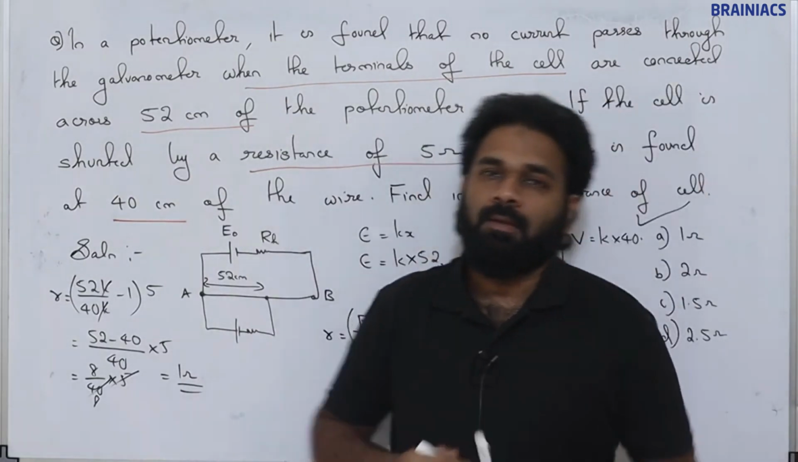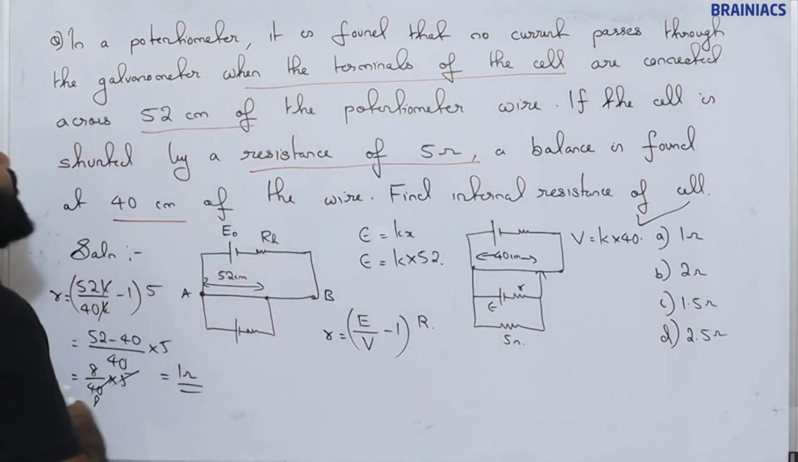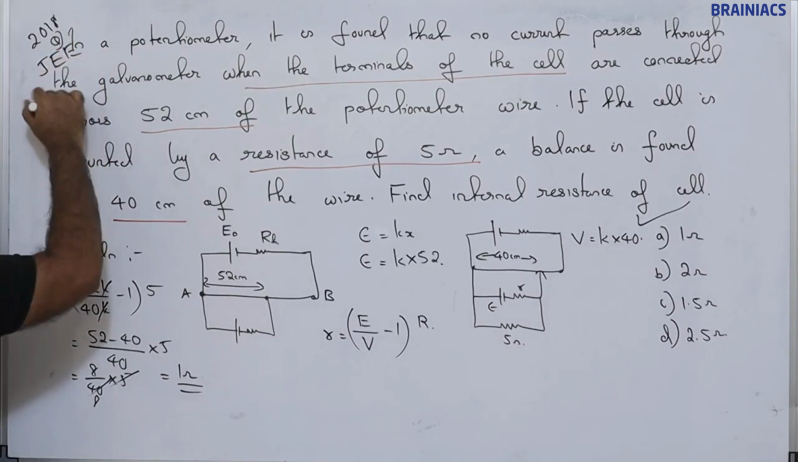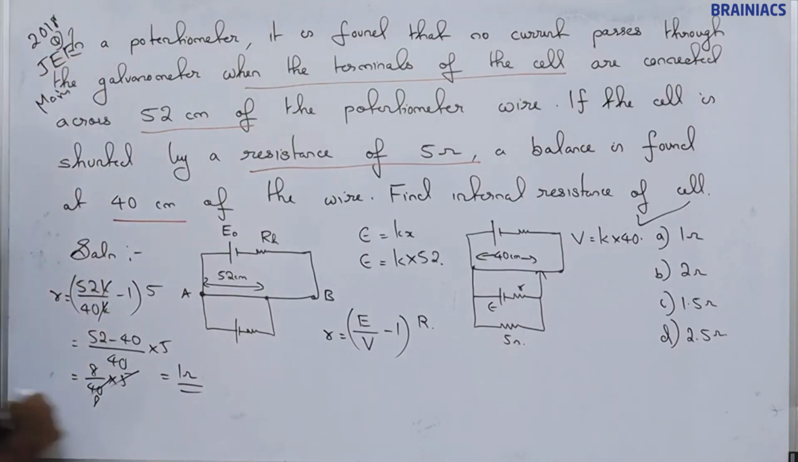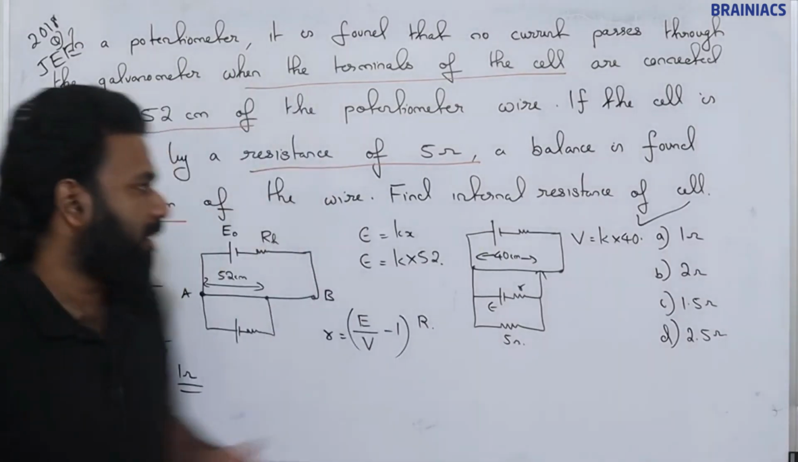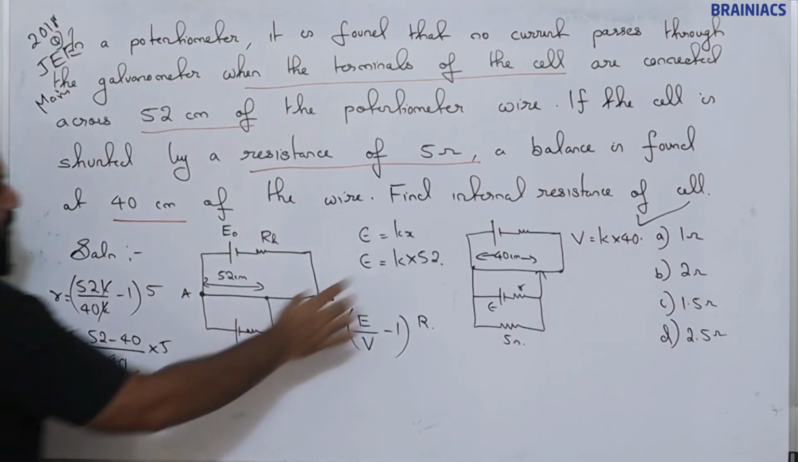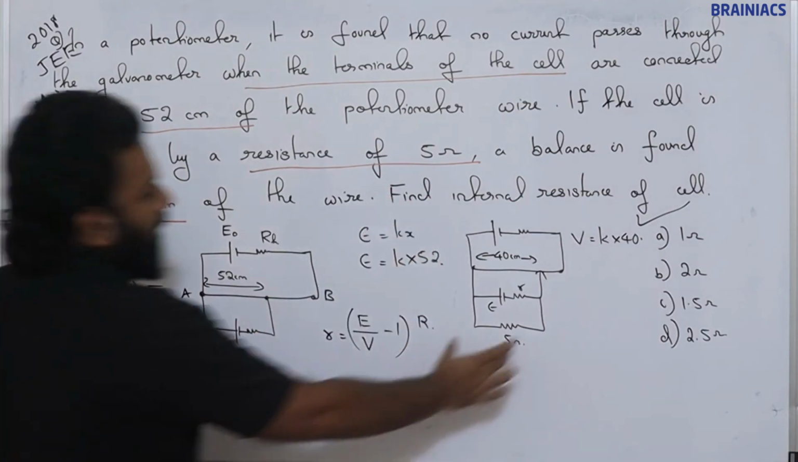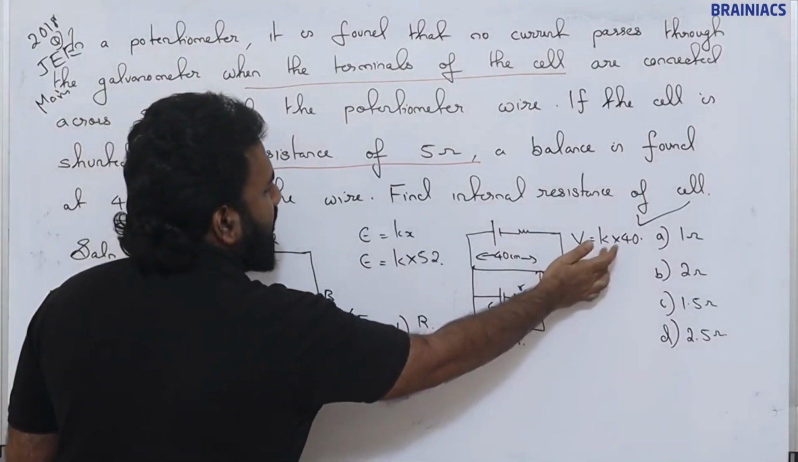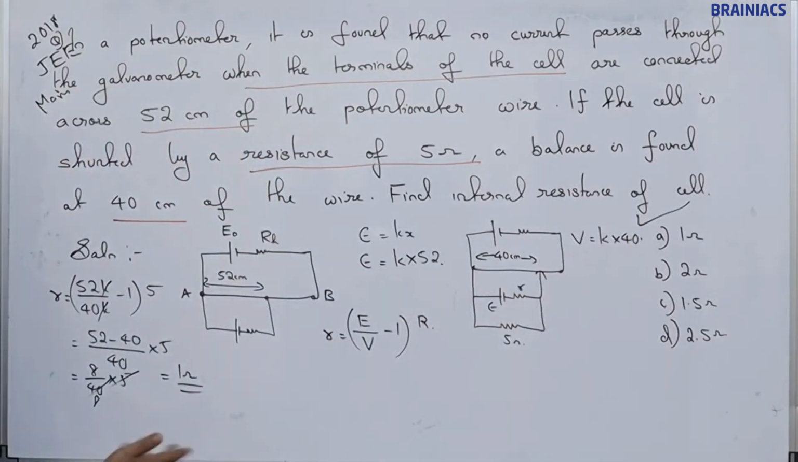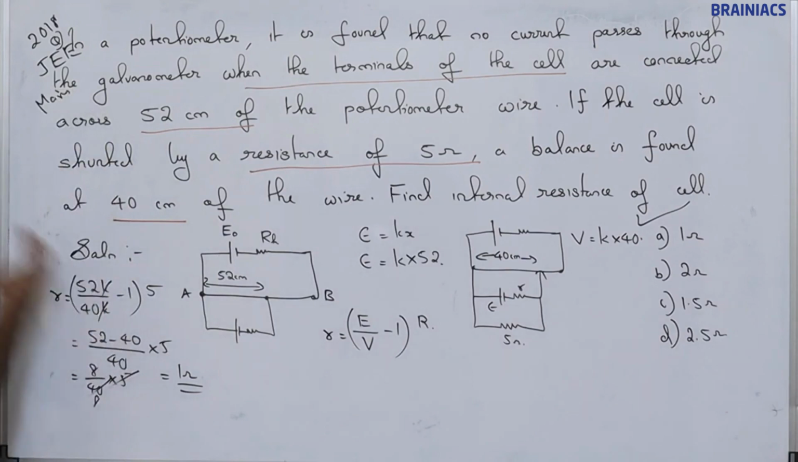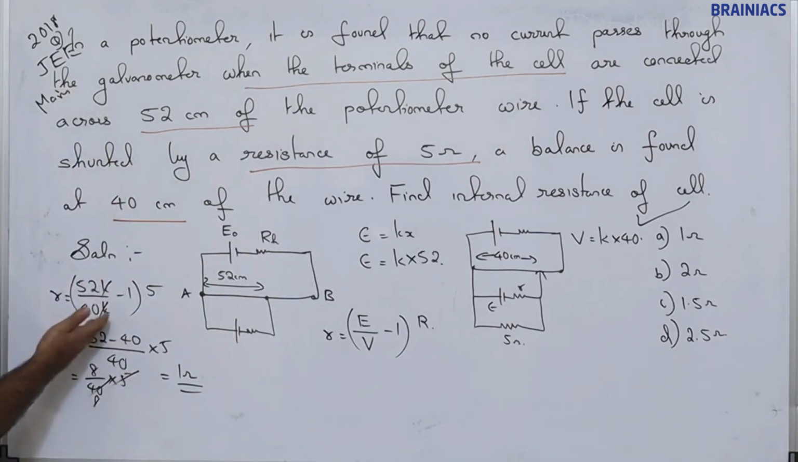So it is an easy thing. Just understand the approach. This question is from JEE Mains 2018. So I repeat: first we connect this cell, and we get the balancing length, E is equal to K into 52. Then we connect the shunt, and we get the balancing length, V is equal to K into 40. Now internal resistance r is equal to (E by V minus 1) into R. We substitute E as 52K and V as 40K.